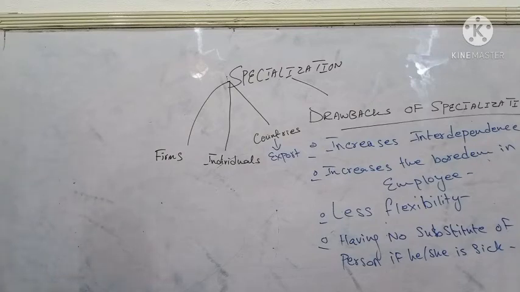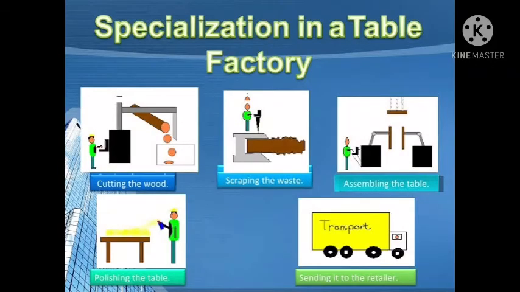Now we are going to see an example of specialization and then we move towards the worksheet. Now you can see the example of specialization in a table manufacturing factory. One person is cutting the wood, another is scraping the waste out from the wood, the third is assembling the wood, the fourth worker's job is to polish the wood, and the fifth is to transfer the table. Everyone works on their own part for the production of the goods. Hence the work quality is increased, and the workers are able to produce very high quality goods in very high quantity.